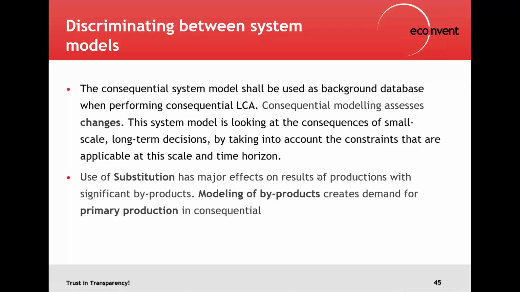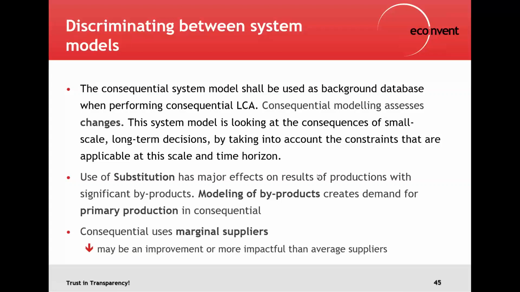So the use of substitution will have big effects on the results of productions with significant byproducts. Because, as you have seen, byproducts will be modeled as a negative input. So modeling of byproducts will create a demand for primary production in consequential. And in the activities where byproducts are an important amount, the results will be quite different in consequential. And the consequential is using, of course, marginal suppliers.